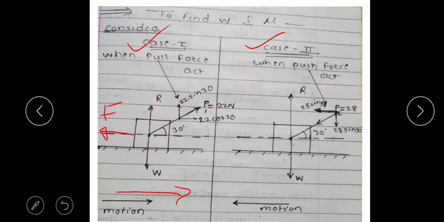Now case 2, when the push force acts, again the body is placed on the horizontal plane. Due to the weight of the body, this arrow will be downward, and just because of the reaction of the surface, this arrow will be upward, as in the previous numericals.